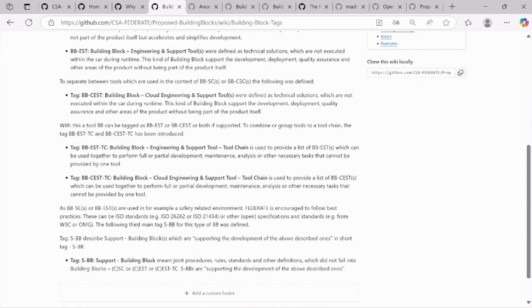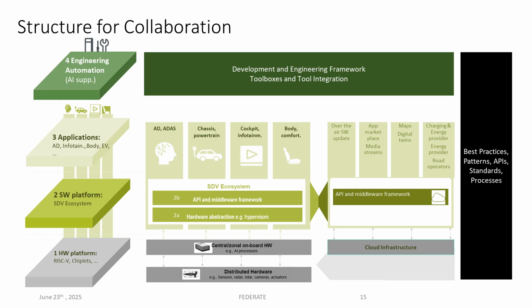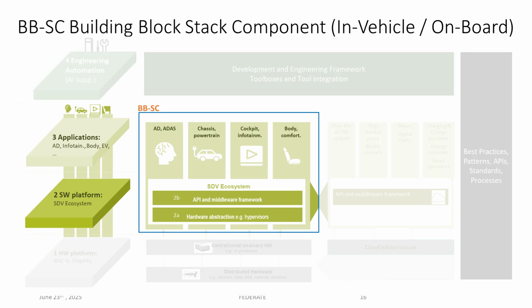And at the end, we have this SBB. That means we have some kind of support building block. So that is everything which has no implementation, which is some kind of rule, some regulation, standard, best practice, some description you need or develop against. Have a look at this picture again and try to map this.